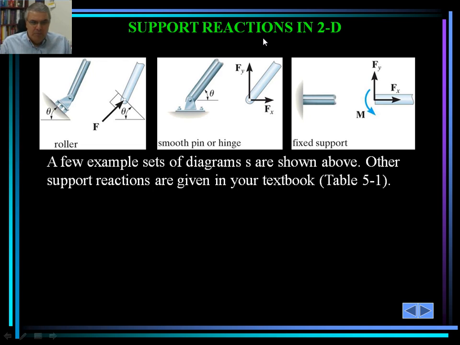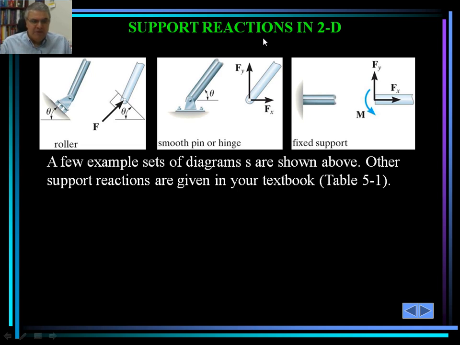So it's important to realize why we call them the way we call them. The smooth pin or hinge, we call them smooth pin, assuming that the friction is zero. What we are dealing with when we talk about the support reactions is the modeling of the real behavior of this kind of support. The modeling is pretty accurate.